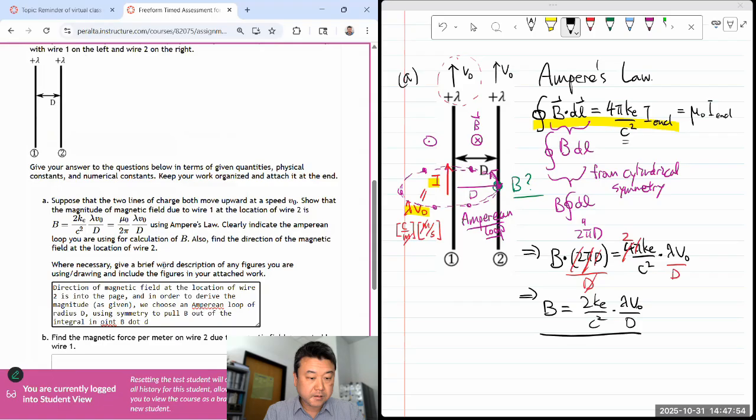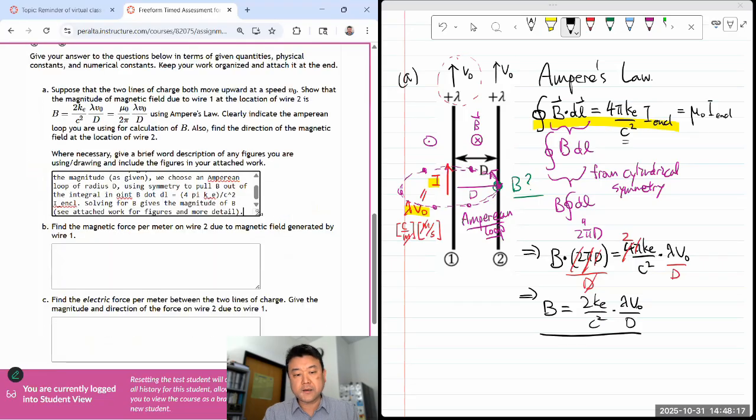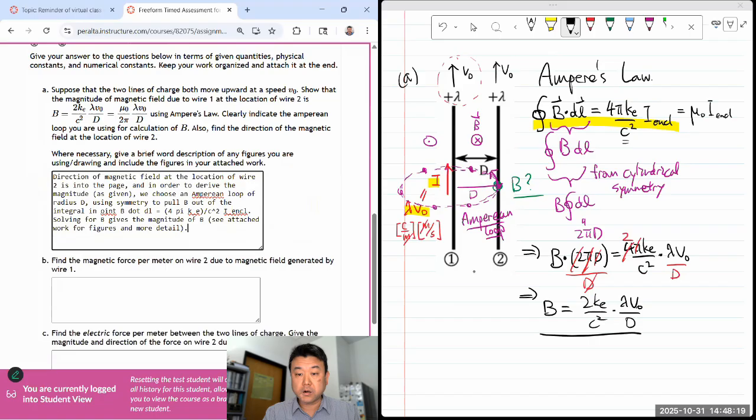the integral of B dot dl is equal to 4 pi k e over c squared times I enclosed. Solving for B gives the magnitude of B. See attached work for figures and more detail. You should include some detail, so I have a way to anchor your attached work, which can be done at any time without time limit, into the answer you submitted within the time limit.